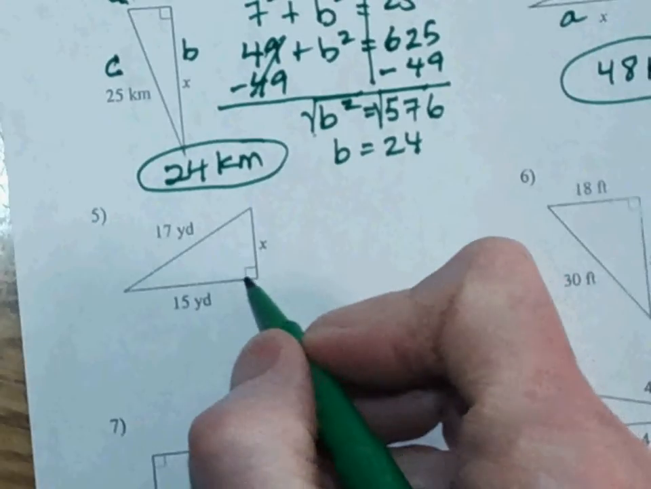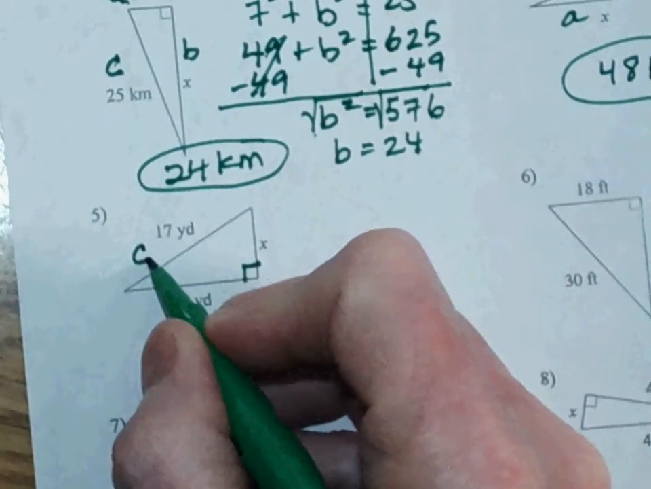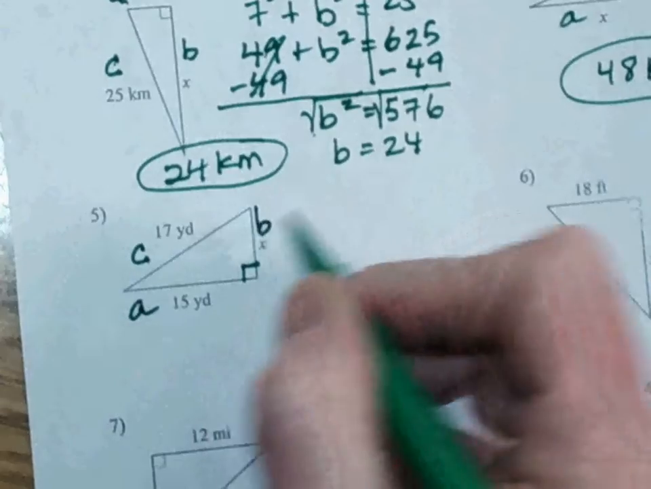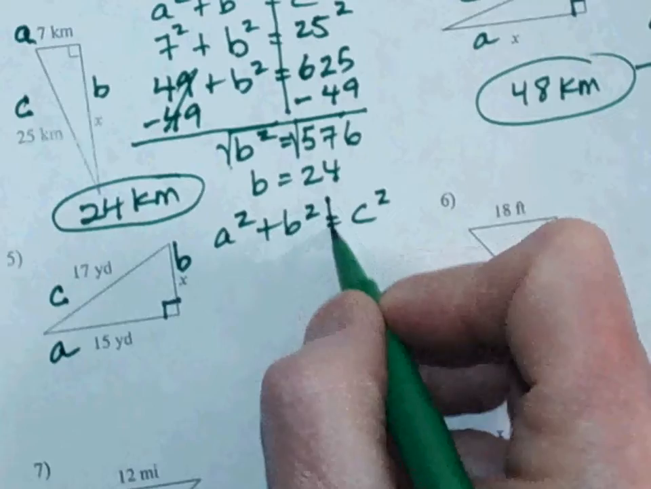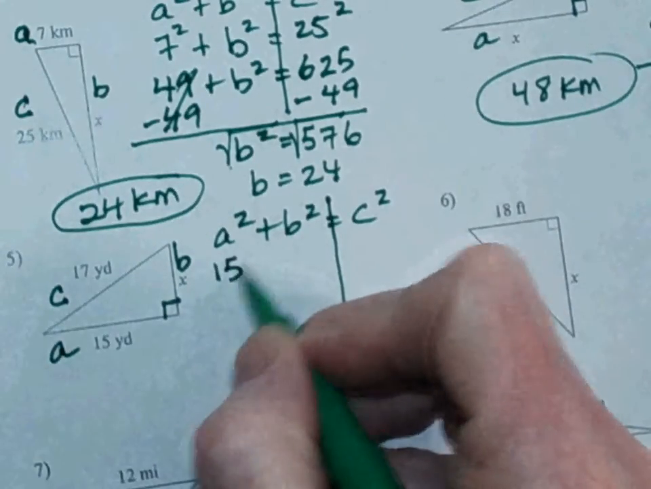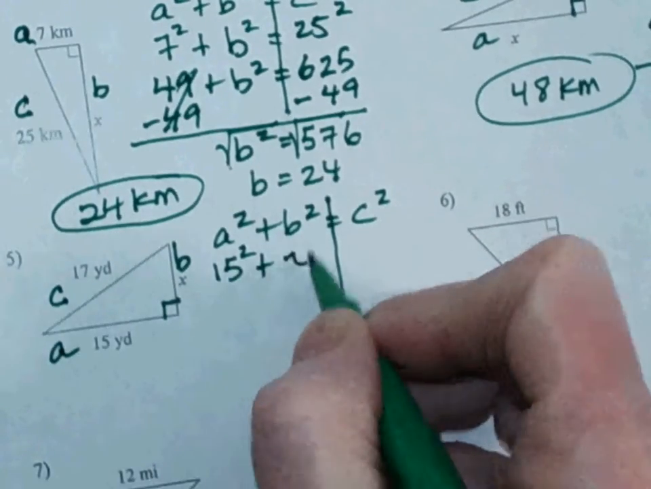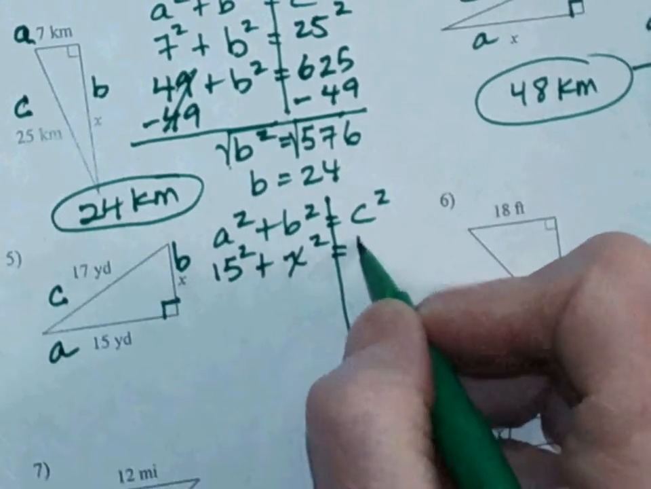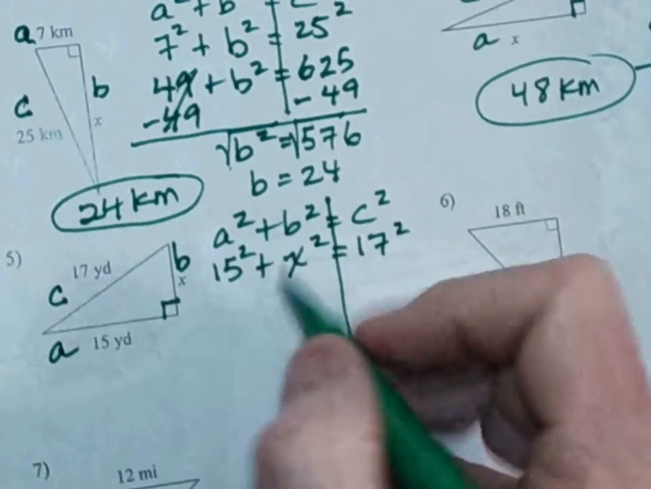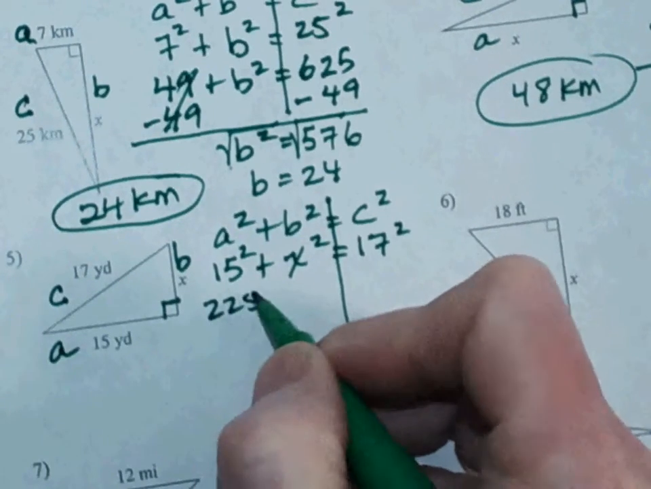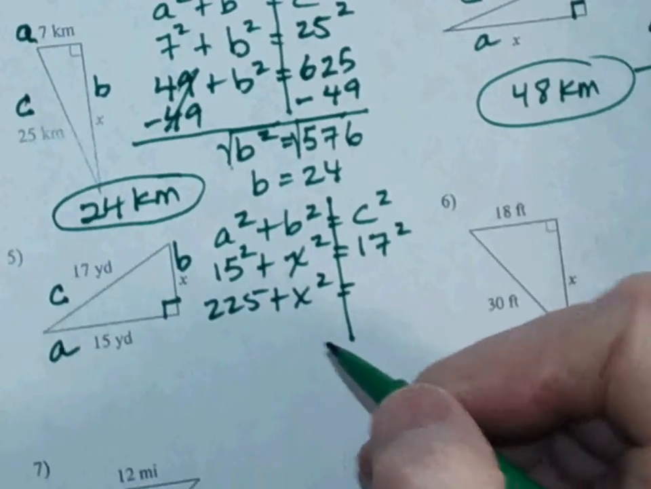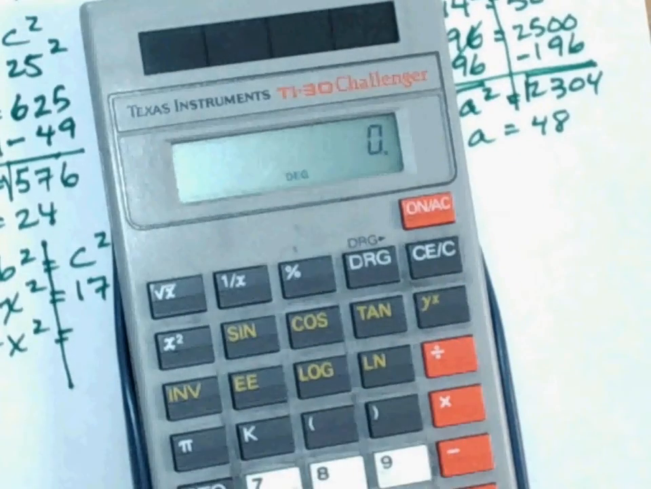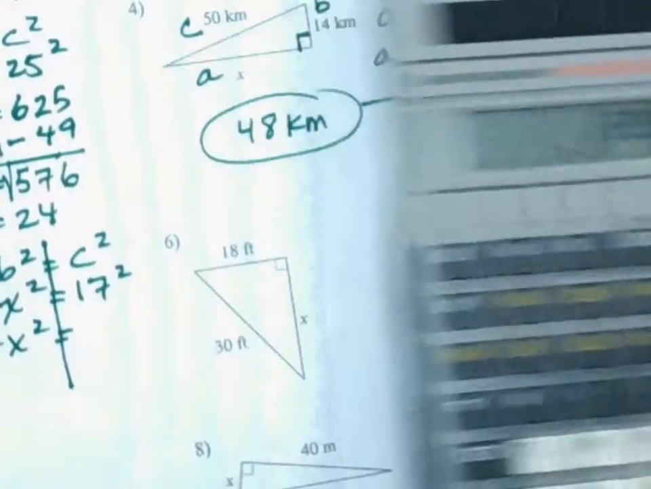All right. I'm going to identify this as my hypotenuse, and then I have A and B. In a right triangle, a squared plus b squared equals c squared. A is 15, I'll square that. B, I'm going to call x this time. C is 17, I square that. 15 times 15 is 225, plus x squared equals 17 squared. 17 times 17, in case you don't have it memorized, is 289.